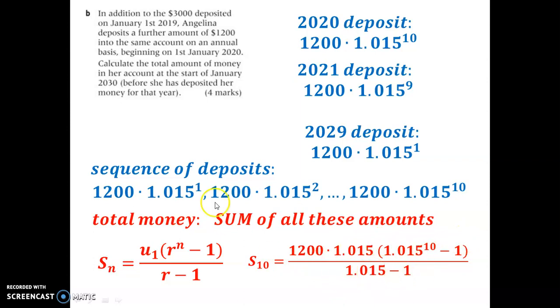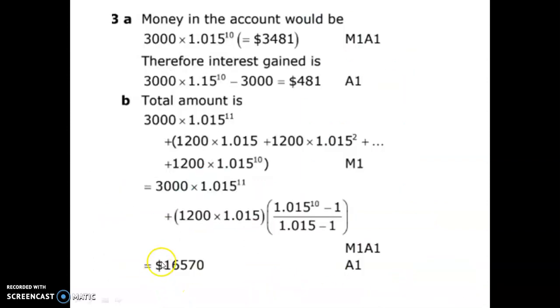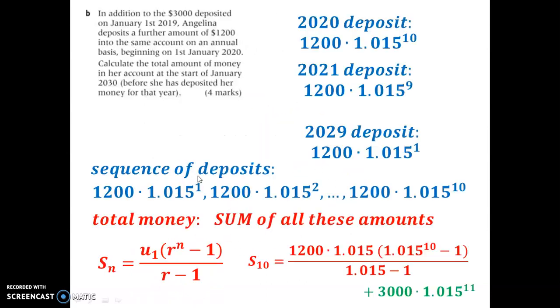And that's not the total answer to this question, because the total amount in her account is not just all these extra 1200s and how they grew, but also the original 3,000, which has sat in her account now from 2019 to 2030. So it's 11 years of the original 3,000 as well. So this sum, which is all these added up, plus that 3,000, is the total amount in her account in the end. And that total amount is shown here. So now if you look at the answers here, you should be able to see where all that came from. It's this idea here. I hope that helps you.